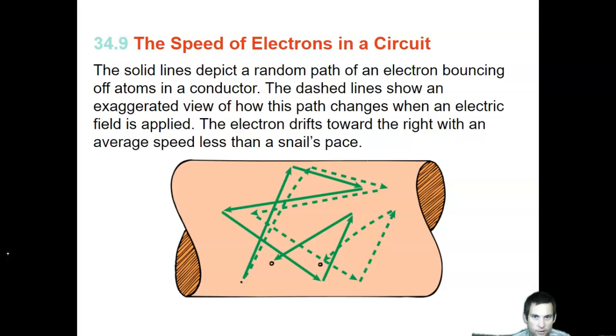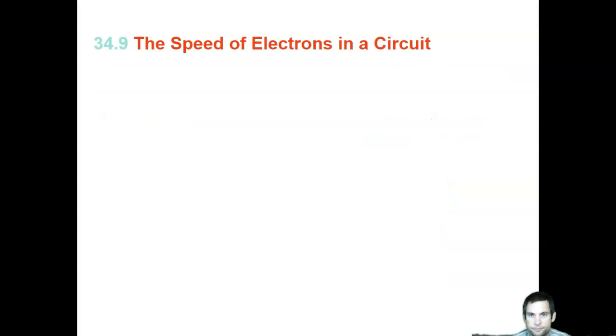So the electron's going really fast forward, here, here, here, here, here. But basically, the drift speed, the net speed, when you add and subtract all of the forward progress, it is going to go to the right from the starting position to the ending position really slowly. Or the dashed lines, the exaggerated view, from the starting position to the ending position really slowly.